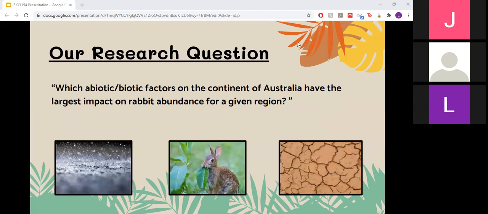So the research question that we came up with based on the rabbit data set was, which abiotic/biotic factors on the continent of Australia have the largest impact on rabbit abundance for a given region?